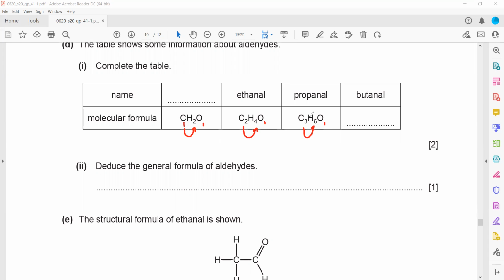So there is a pattern. What is the pattern here? The number of hydrogen atoms is always twice the number of carbon atoms. So if the number of carbon atoms is n, the number of hydrogen atoms will be 2n. And what about the number of oxygen? The number of oxygen is 1 for all of them. So using different molecular formulas, we generalize, or we make a general formula. Using a molecular formula, we generalize that the number of hydrogen atoms is always double the number of carbon atoms.